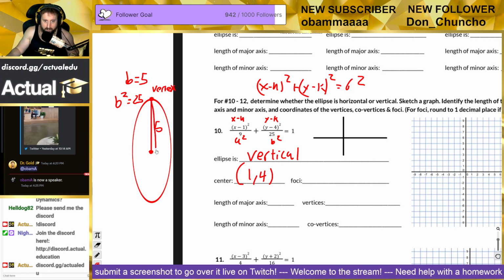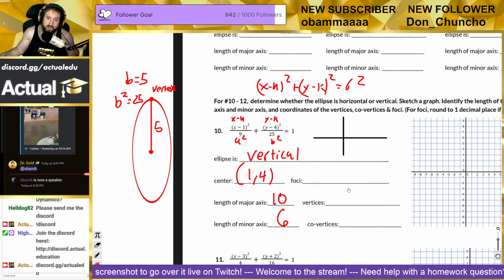So what's the total length in the major axis direction? Cool. What's the length of the minor axis then? 6. Yeah, the square root of 9 is 3, double it, 6. Okay, cool.